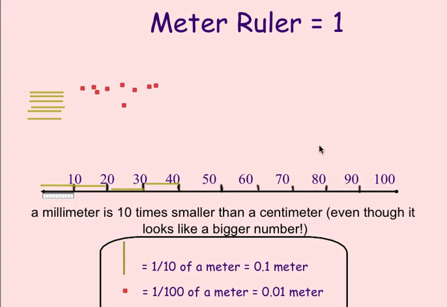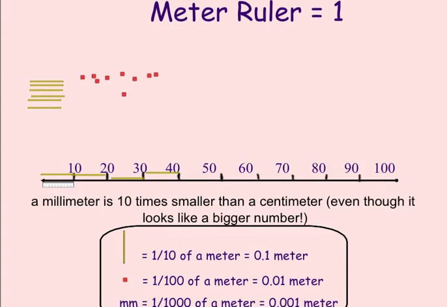It would take 1,000 little millimeters to line up all the way down to 100 centimeters. Let's think of this a different way. We know that 1 long is 1/10 of a meter. Here it is in decimal form. Our little block, which was the centimeter, would be 1/100th of a meter, and that would be it in decimal form right there.